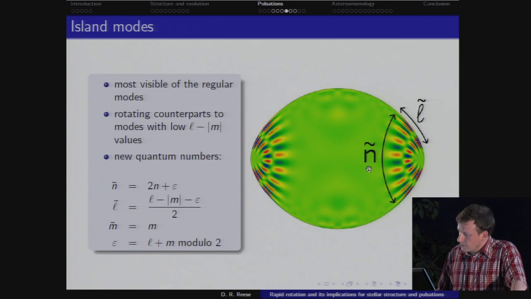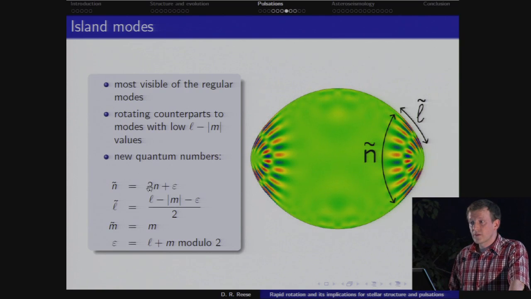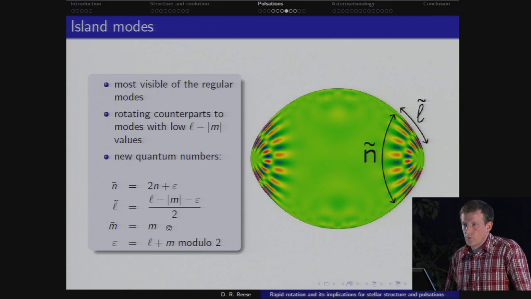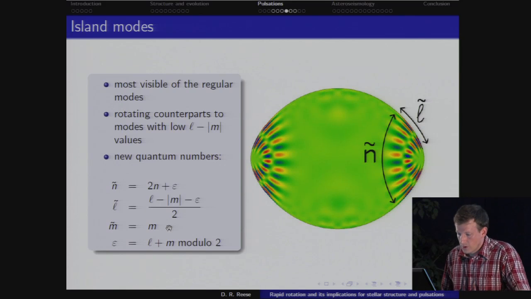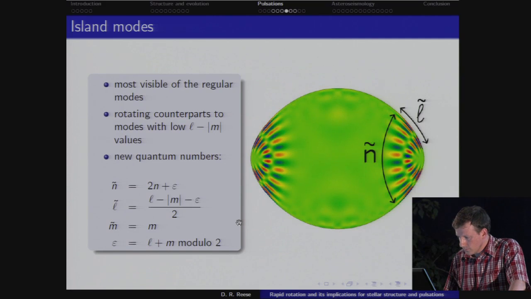So you have n tilde, which is the number of pseudo-radial nodes, and then L tilde, which will be the number of nodes in the latitudinal direction. And this is illustrated in this diagram right here. But you can still relate these quantum numbers to the more classical spherical quantum numbers through what could be described as node conservation. And so here are the formulas which relate the two.